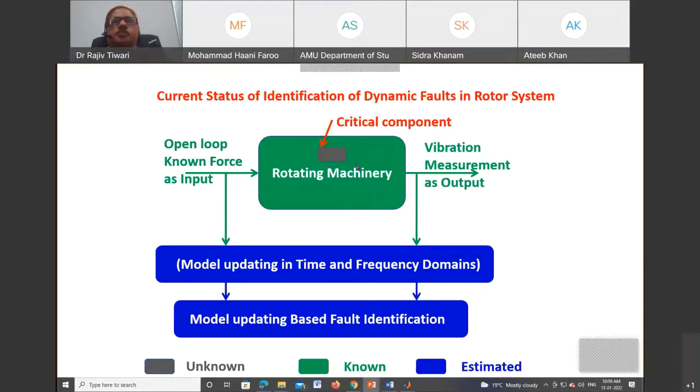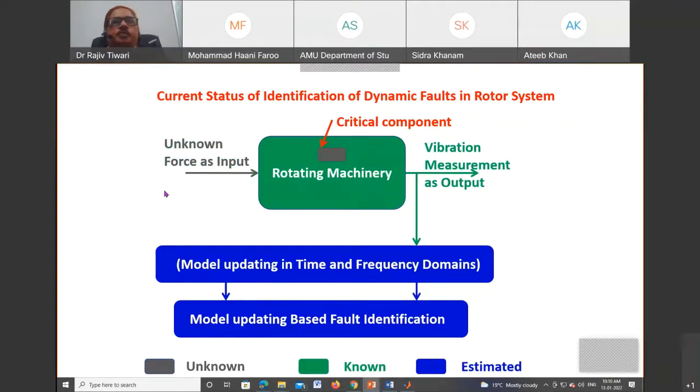So basically here we have a mathematical model of the system with a few unknown parameters. We have experimental data from here and here, and we use that information to fit the mathematical model with the experimental data to get the system parameters. So some kind of fitting we are doing with the mathematical model and the experimental data to get the unknown critical component parameters.